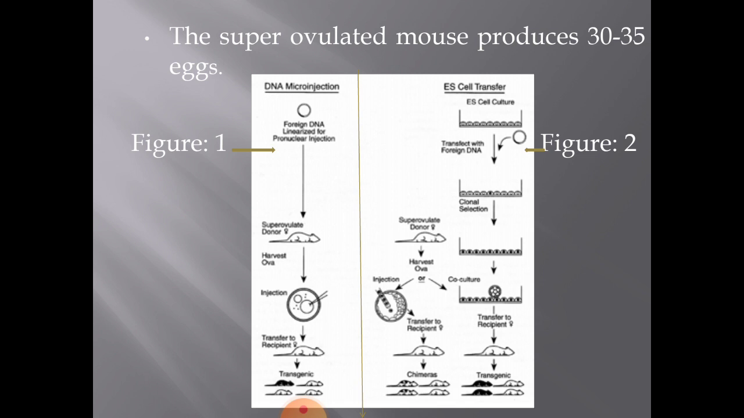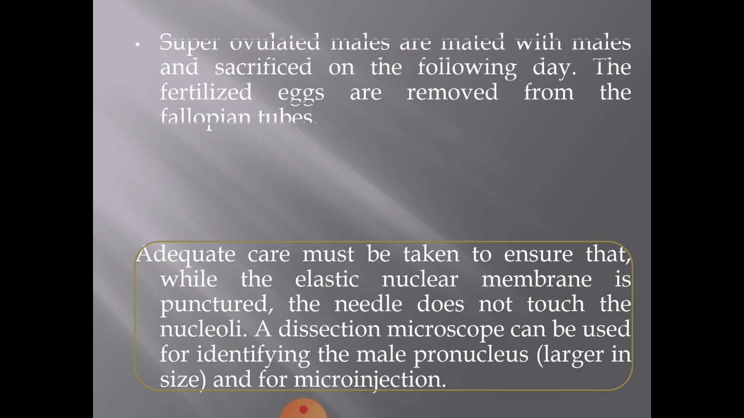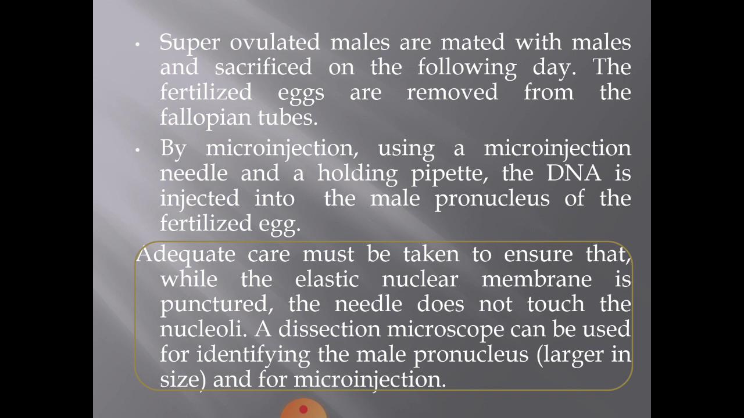Now, this method has its own limitations. So, here again I have described the procedure, that is, superovulated females are mated with males and sacrificed on the following day. The fertilized eggs are removed from the fallopian tube. Same thing I have taught you. Then by microinjection, you will incorporate the DNA of your choice. You will take enough care not to puncture the nucleoli, right?